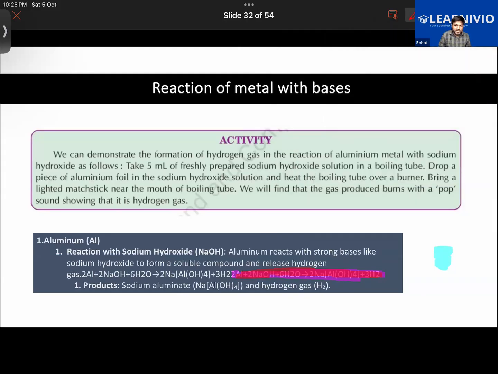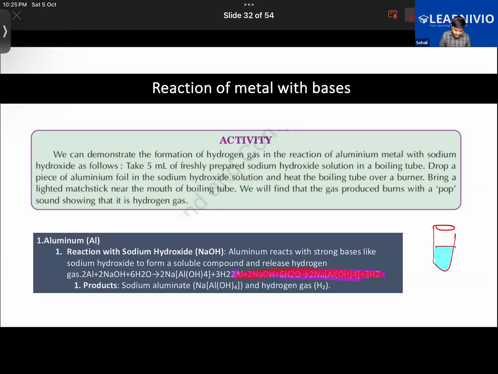Okay. Talking about the reaction of metal with the bases. Metals will react with the bases. Some of them will react with bases. We can take some example here. Let's say we have taken 5 ml of freshly prepared sodium hydroxide solution in a boiling test tube.